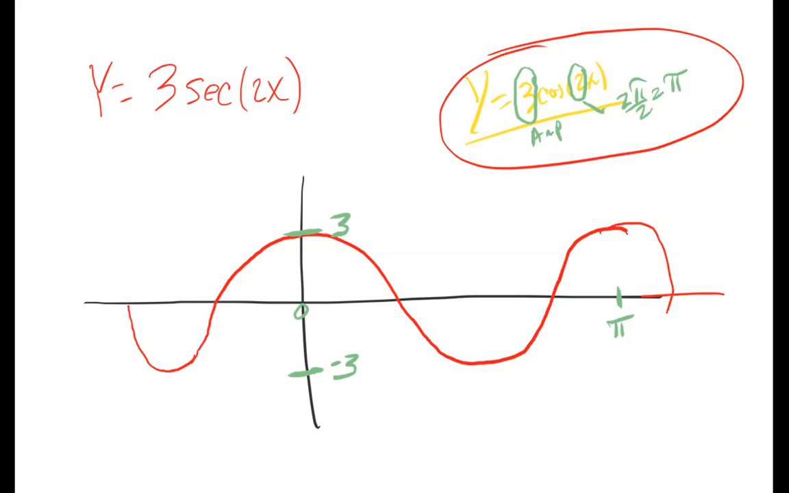Need me to explain how I came up with that? I'm using what we had here. The period was pi, so from peak to peak would be pi radians. And the peak is at 3, and the bottoming out is at -3. Okay.